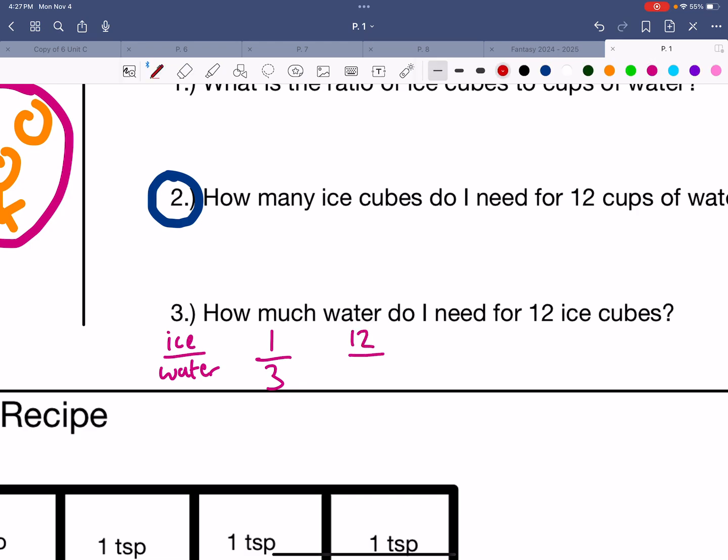Well, you got to ask yourself, how do I go from 1 to 12? Whatever that answer is, it has to be equivalent. So whatever you do to the top, you have to do to the bottom. And that's how you'll get your answer to question number 3.